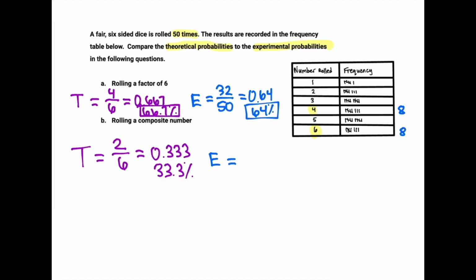So we rolled a composite number 16 out of the 50 times. 16 divided by 50 is 0.32, which is 32%. So in our experiment, we rolled a composite number 32% of the time, and in theory, we should have gotten it 33.3% of the time. Our experimental probability was pretty close to our theoretical probability.